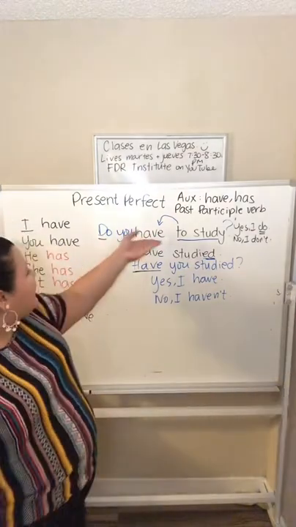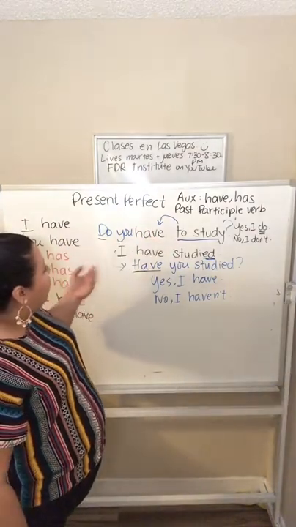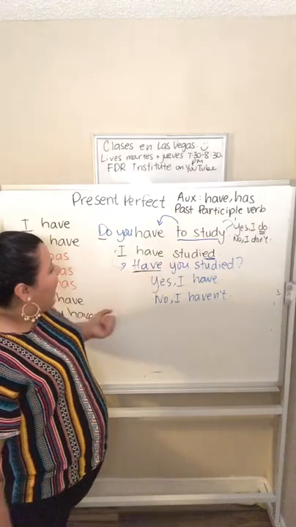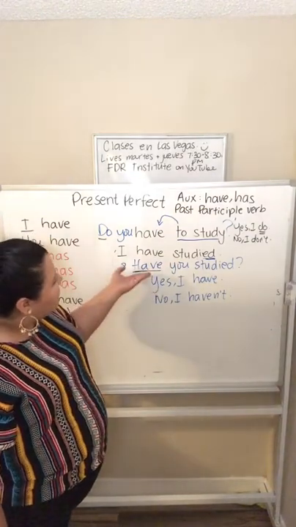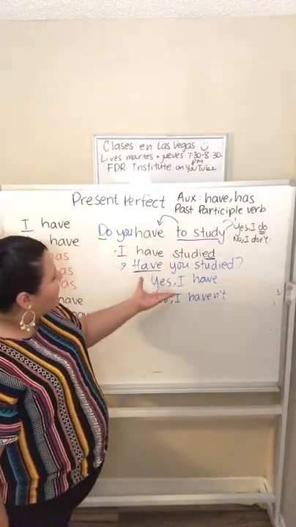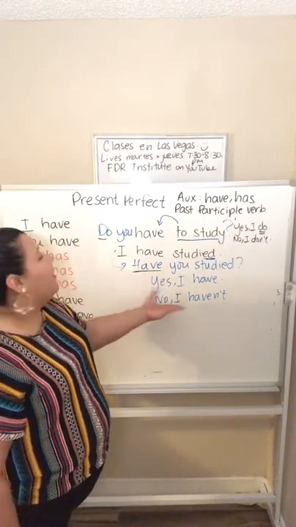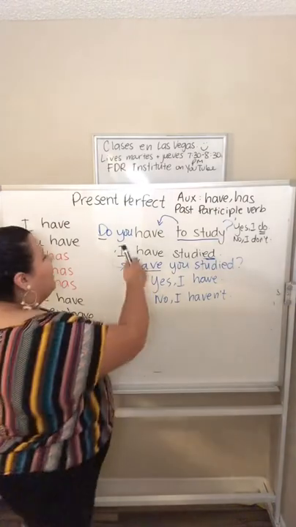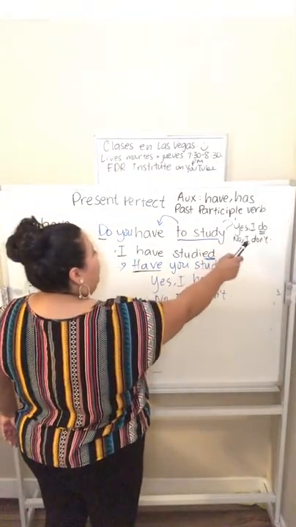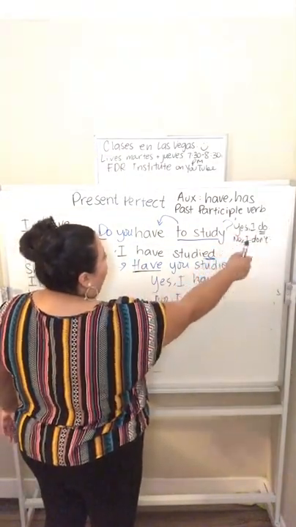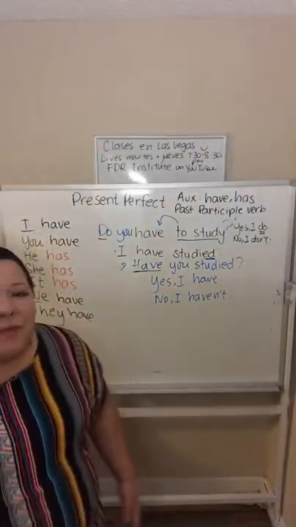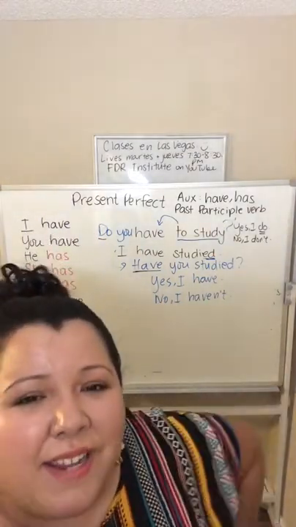So, do you have to study? ¿Tienes que estudiar? Have you studied? ¿Has estudiado? Sí, he estudiado. Yes, I have. No he estudiado. No, I haven't. Pero aquí, do you have to study? Yes, I do. No, I don't. Que solo sí. ¿Tengo que? No tengo que. Right? Because when we say yes, I do, no, I don't, no tiene significado.